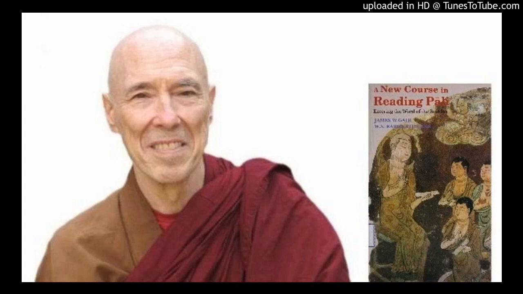A gabled house. A gable means the roof slopes like this, instead of flat. So there are two words: the kuta and the agara, a peaked house. The first a is short. Kuta plus agara. Okay, so you're doing all right.